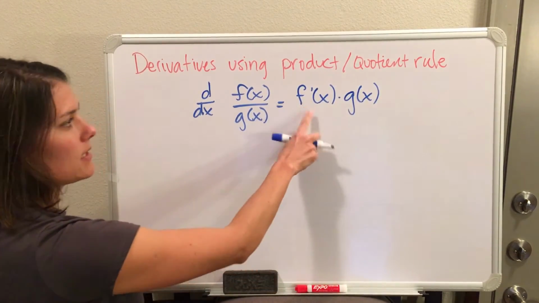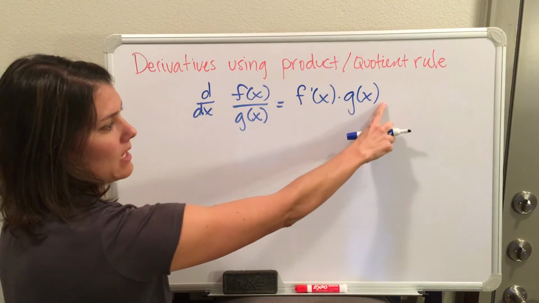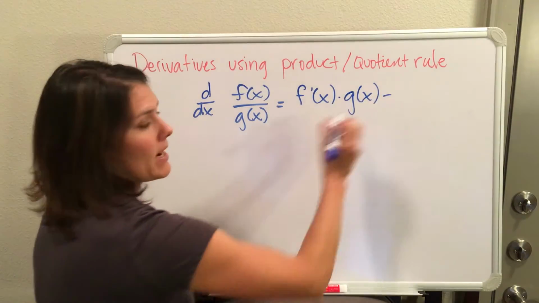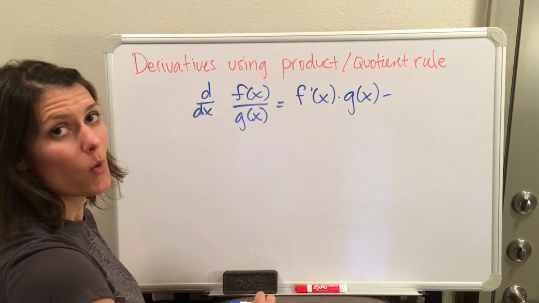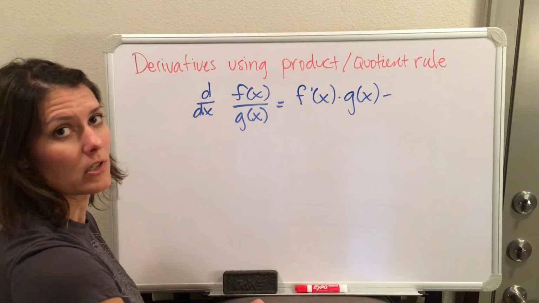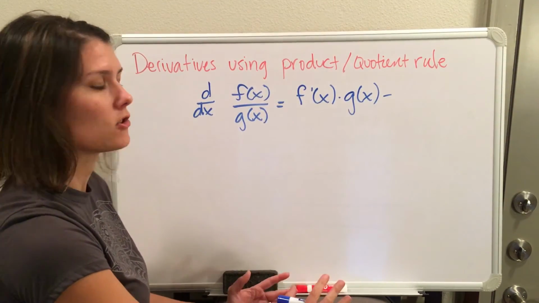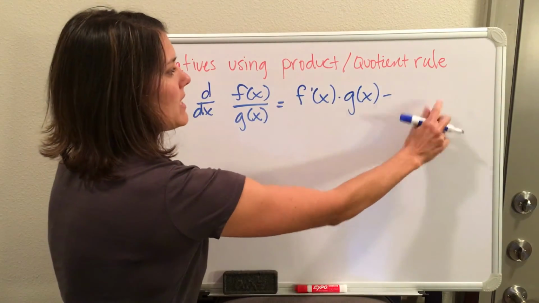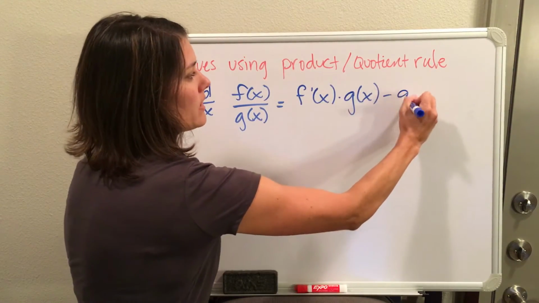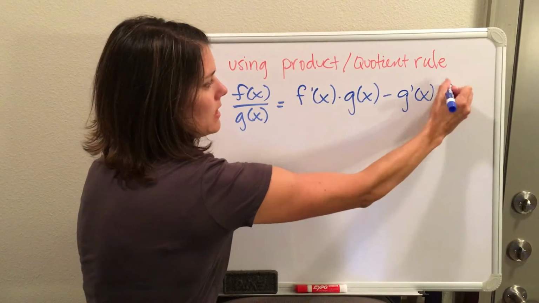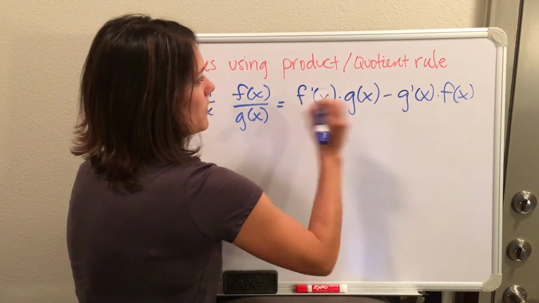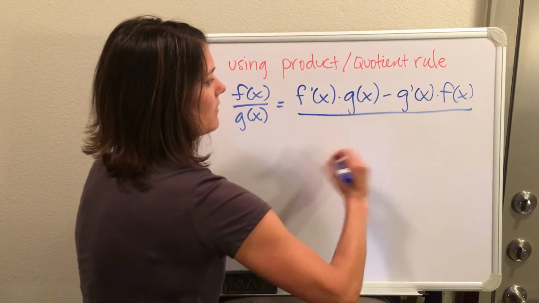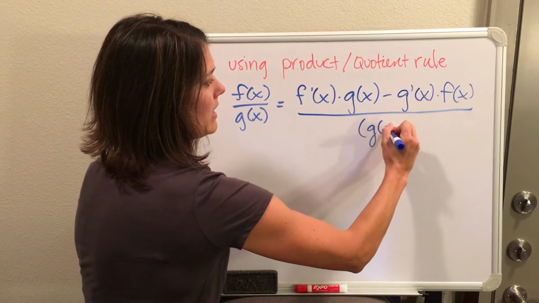But in this case, this is different from the product rule because instead of a plus sign, it's now a minus sign. So the order here is very important. You cannot switch the order or you're going to get a negative of the answer that you should have gotten. So in the next piece, it will again be the derivative of the denominator times the numerator. But you also have to divide it by your denominator squared.